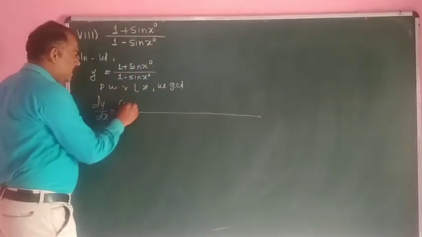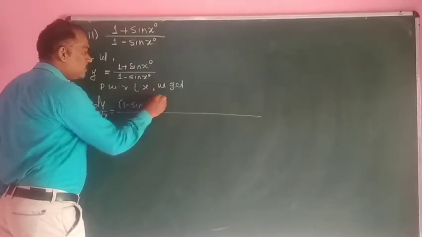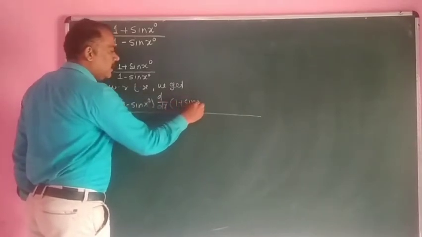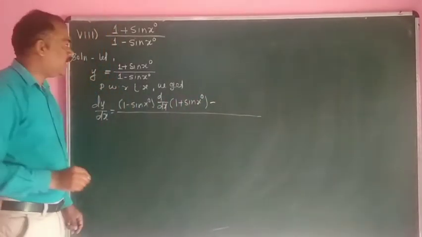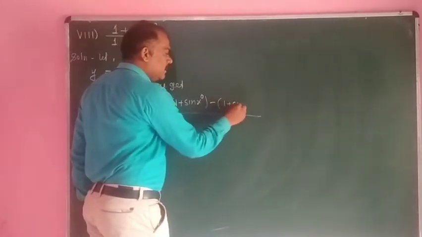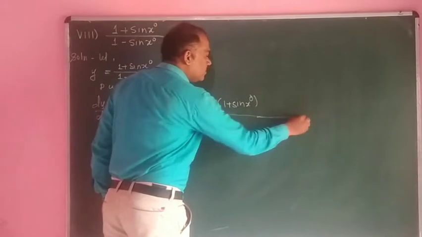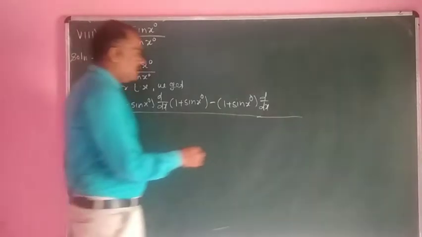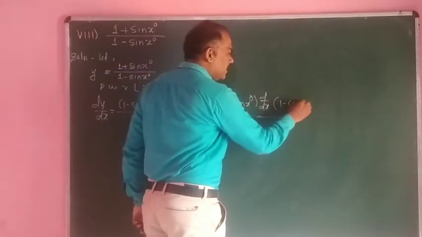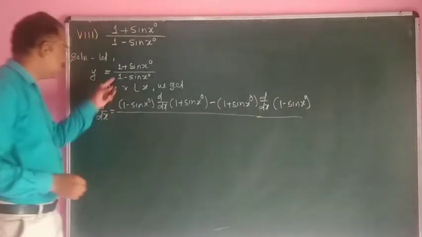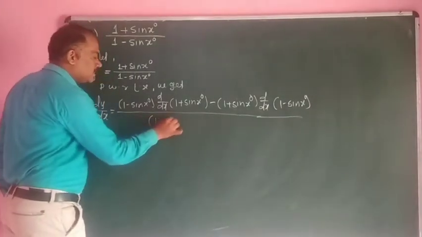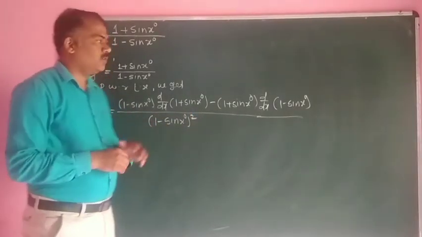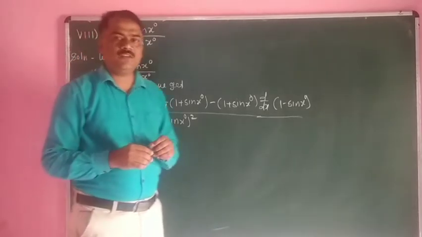denominator, that is (1 minus sine x degree), into d dx of numerator, that is (1 plus sine x degree), minus numerator, that is (1 plus sine x degree), into d dx of denominator, that is d dx of (1 minus sine x degree), divided by square of the denominator, (1 minus sine x degree) whole square.